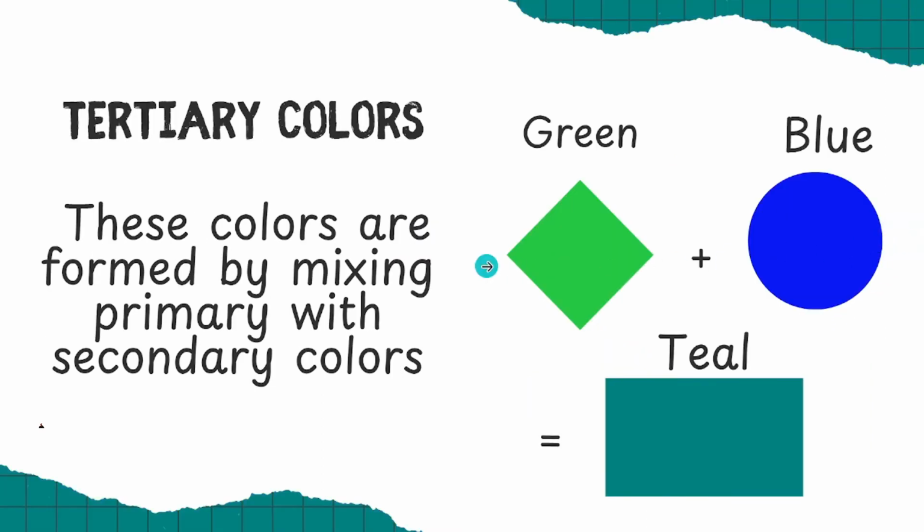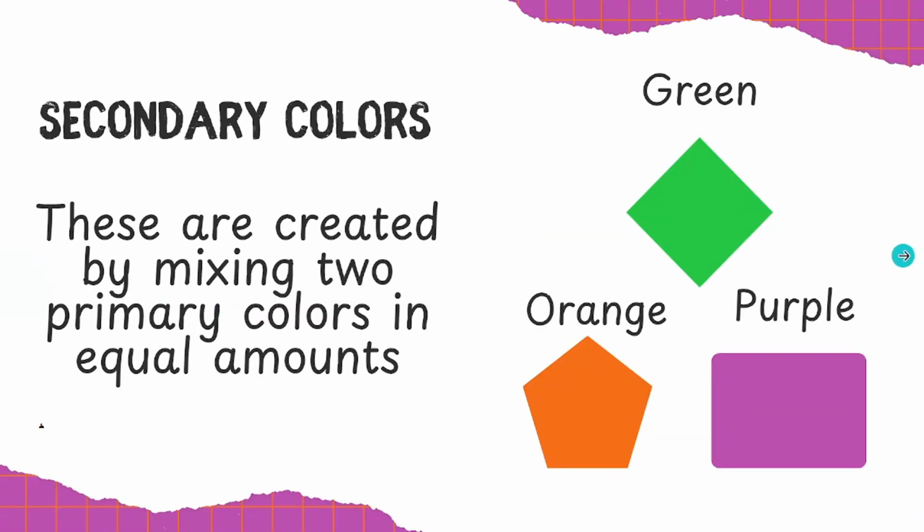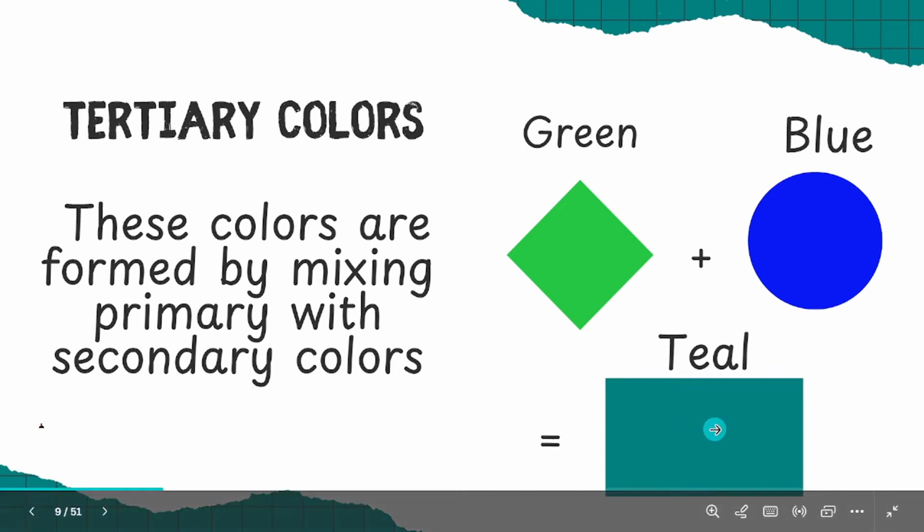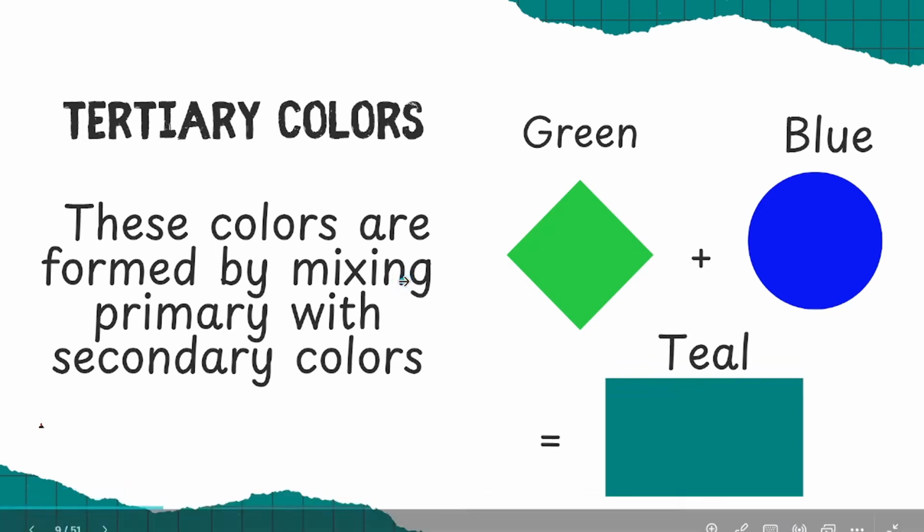So we have the tertiary colors. These colors are formed by mixing a primary with a secondary color. Just like here, we have green, which is a secondary color, and blue, which is a primary color. When you mix them together, it gives you this color, which is known as teal, right? So a tertiary color is gotten when you mix a primary and a secondary color together, while a secondary color is gotten when you mix two primary colors together. Hope that is understood.